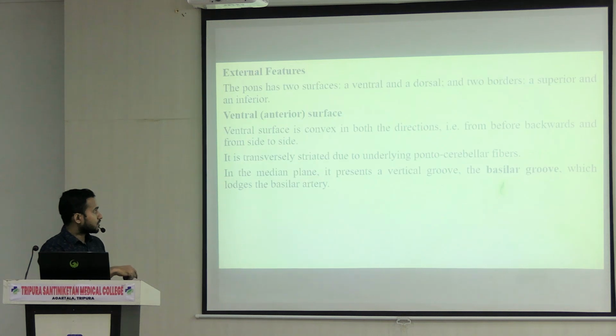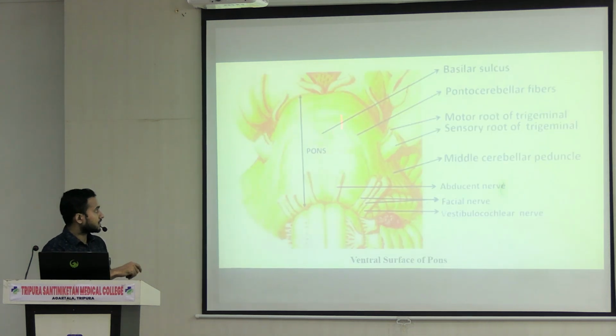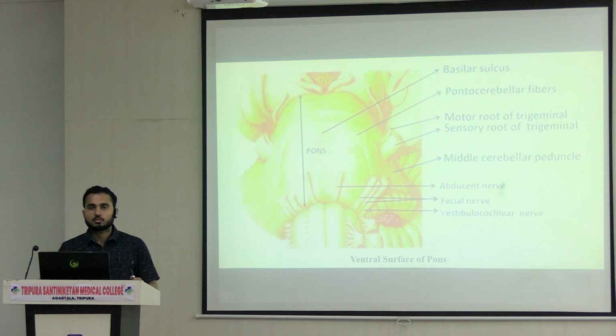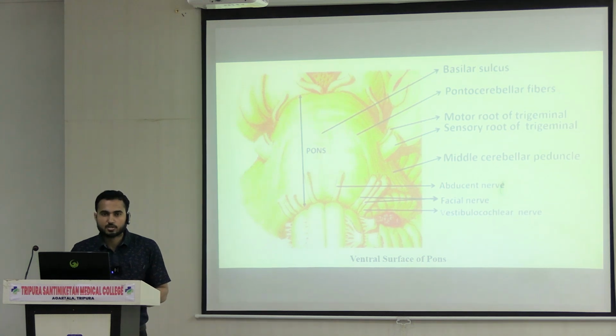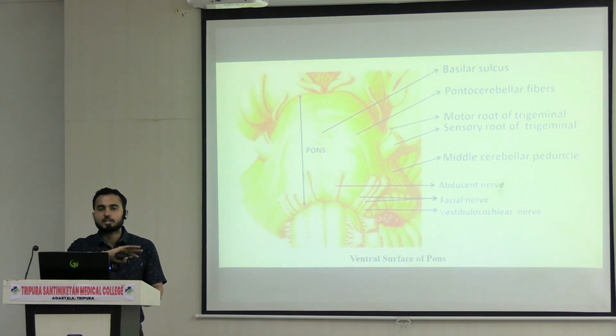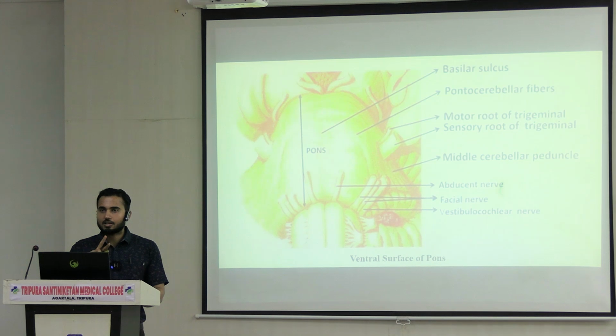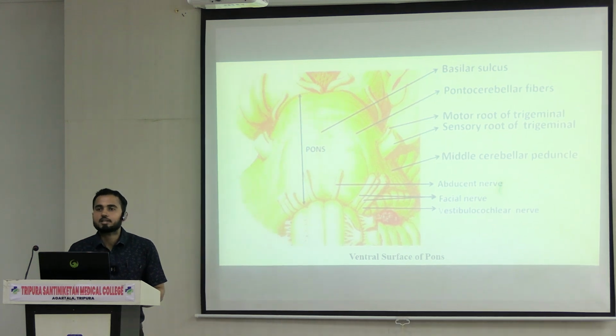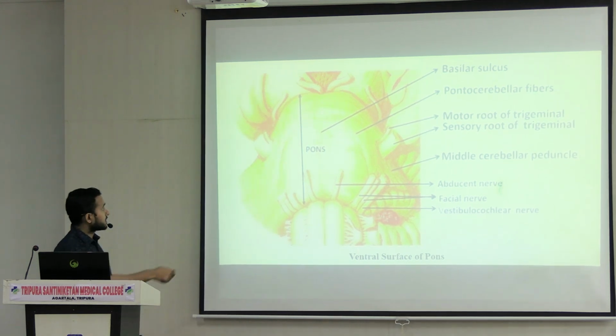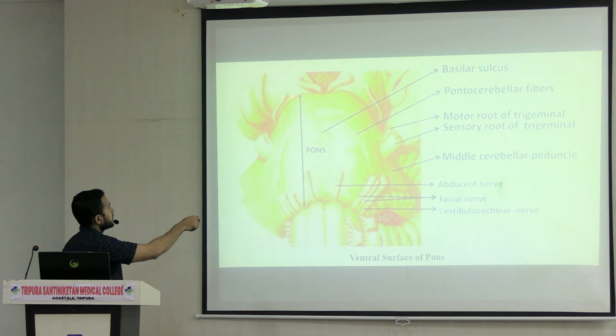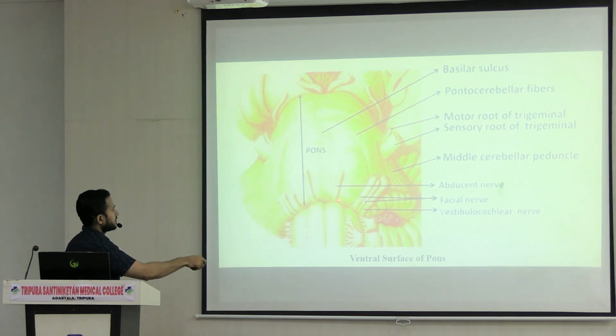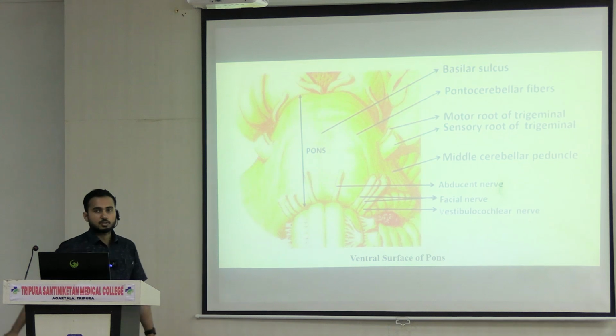Again I am showing you the diagram. Which surface is this? Anterior surface. The posterior surface will be forming the floor of the fourth ventricle. Just now you have seen in the diagram. So two surfaces I have shown you. How many borders are there? Two borders. This is the superior border, and this is the inferior border.